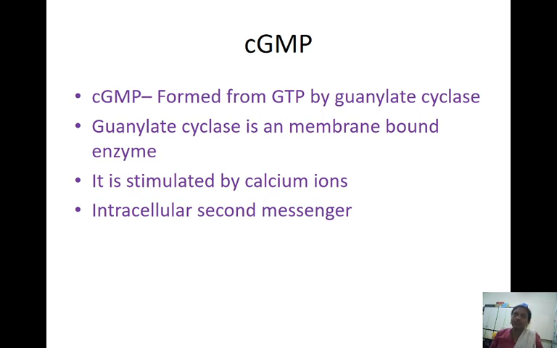Okay, now examples of cyclic nucleotides are cAMP and cGMP. cAMP is derived from ATP by the enzyme adenylate cyclase, and cGMP is formed from GTP by the enzyme guanylate cyclase. So both cAMP and cGMP act as secondary messengers for hormones, and both are examples of cyclic nucleotides. Here only one phosphate is esterified with the 2 hydroxyl groups, which are present on 3' and 5'.